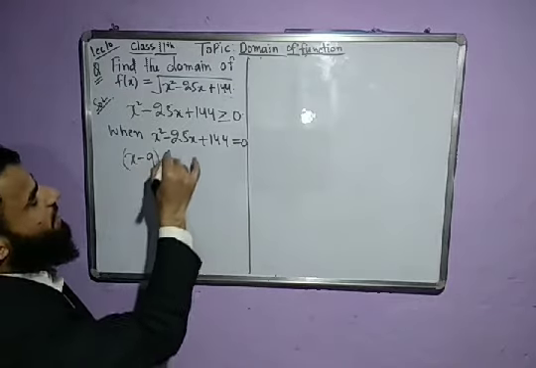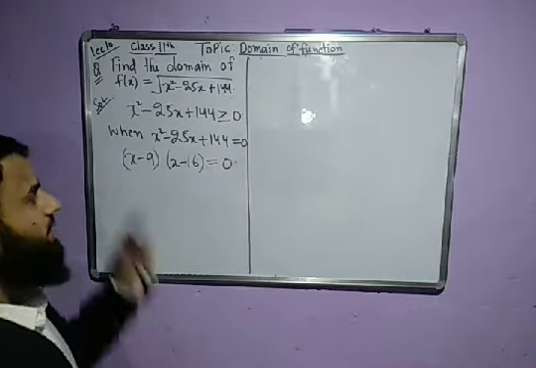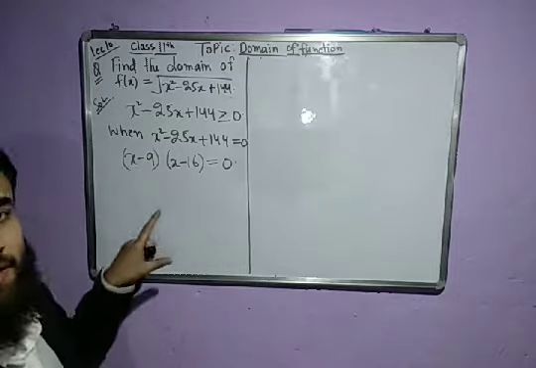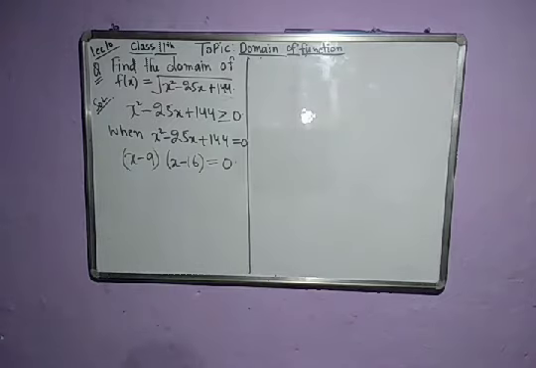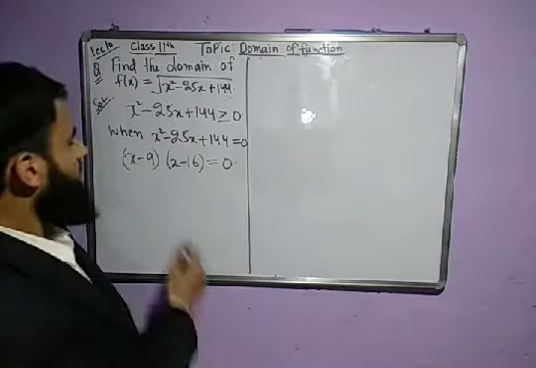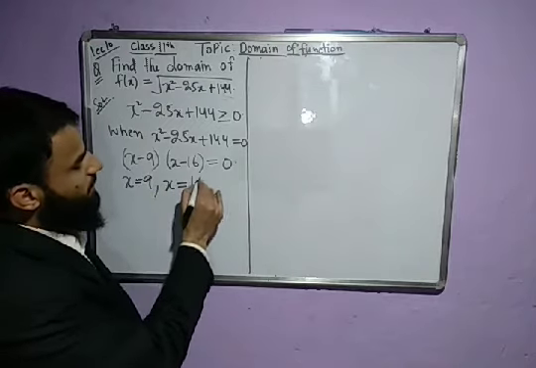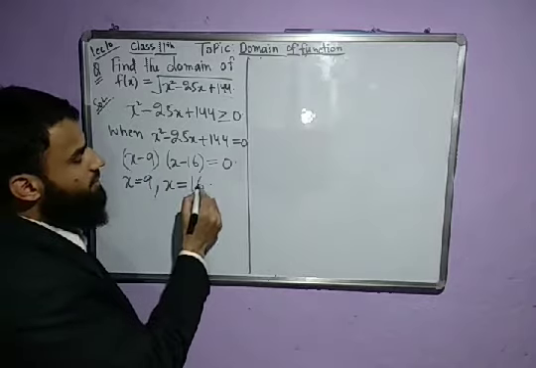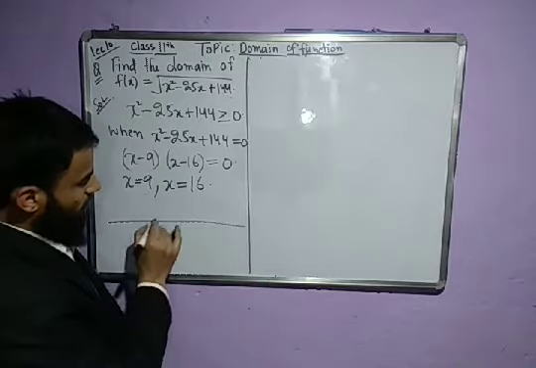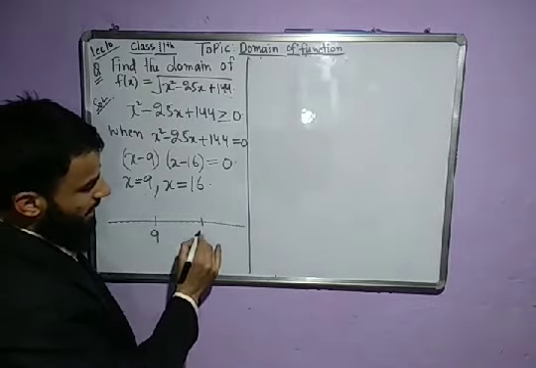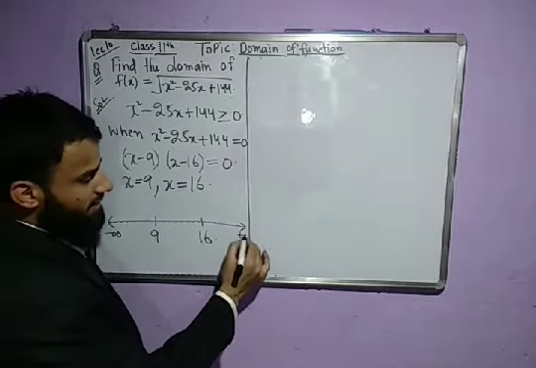When you solve this, you will find two factors of this equation: x minus 9 and x minus 16. So this gives me x is equal to 9 and this gives me x is equal to 16. Another step is to plot these 2 points on a number line. So this is my 9, here I will get my 16. This is the minus infinity point and this is the plus infinity point.